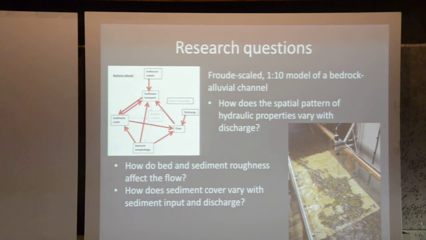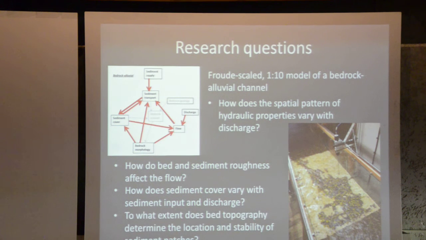And also, how does the sediment cover itself develop as a function of both the morphology and the flow conditions? And to what extent does that morphology determine the location of those sediment patches, but also the stability of those sediment patches?